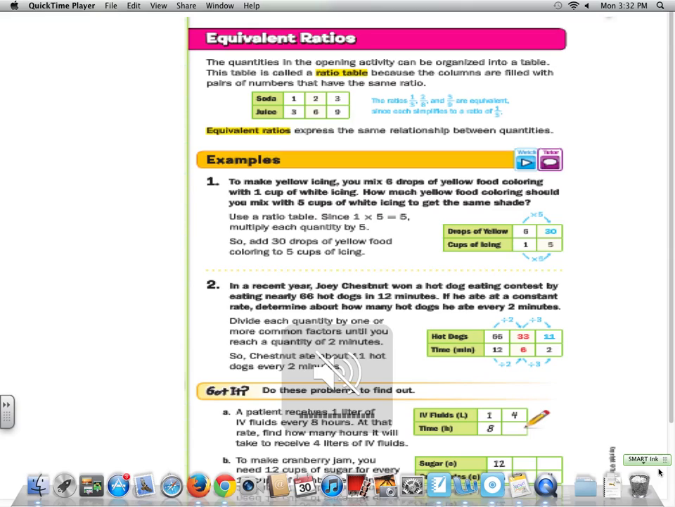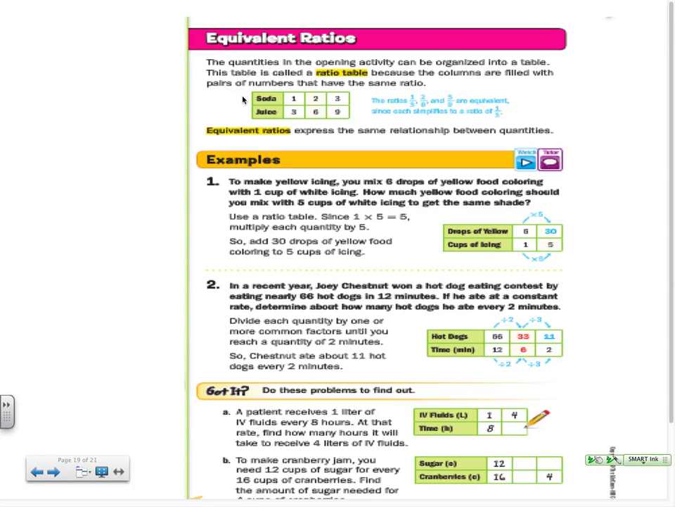The quantities in the opening activity can be organized into a table. So we were talking about making that punch in class today, soda to juice. This table is called a ratio table because the columns are filled with pairs of numbers that have the same ratio. So in the problem, they were comparing soda to juice. There it is right there.